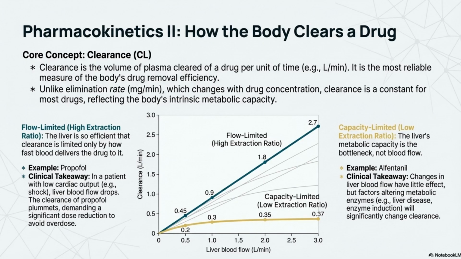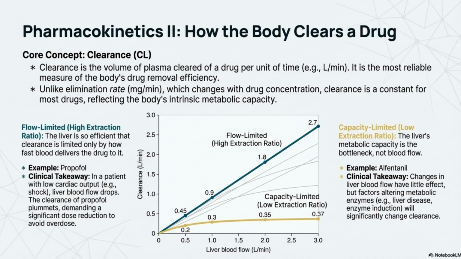But then we have the opposite, the capacity-limited drugs. These are the inverse. For capacity-limited drugs, the extraction ratio is low. The drug flows through the liver, but the liver only manages to extract a tiny fraction. Why? Because its metabolic enzymes, like the P450 system, are slow, or there just aren't enough of them for that particular drug. Alfentanil is the classic example here. So if the enzymes are the bottleneck, the rate-limiting step, then changes in liver blood flow shouldn't matter as much. They have a minimal impact, right?